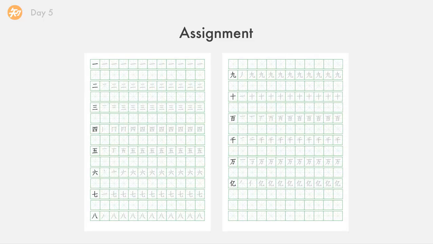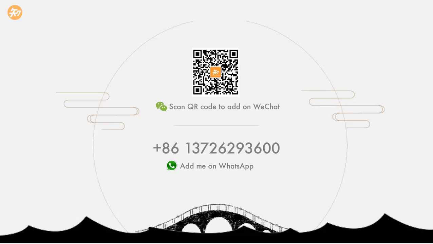Okay, this is the lesson for today. Apart from the previous homework, you will need to finish one more task. That is to write the characters we learned today and practice how to pronounce them. Today, we have learned how to pronounce the numbers in Chinese. This will help you a lot in your daily life.